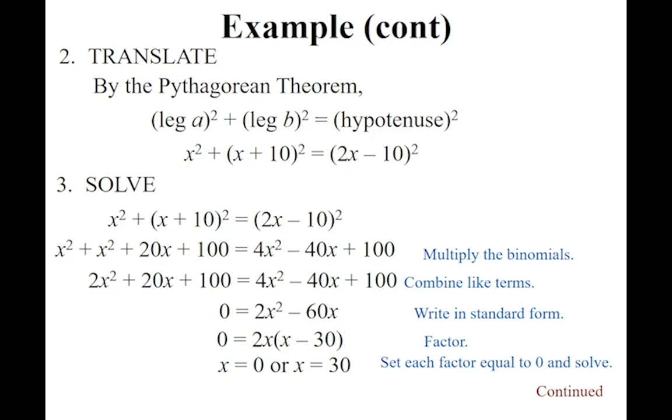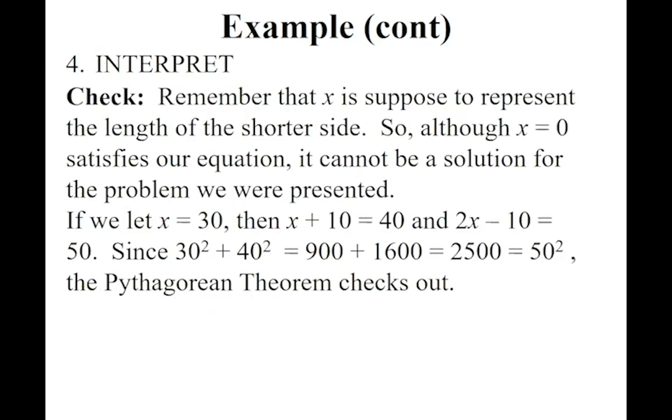Now, obviously, 0 can't be the length of a leg of a triangle. So although it satisfies our equation, it can't be a solution for the problem we were presented. But if we let x equals 30, then x plus 10 equals 40. 2x minus 10 would be 60 minus 10, which is 50.